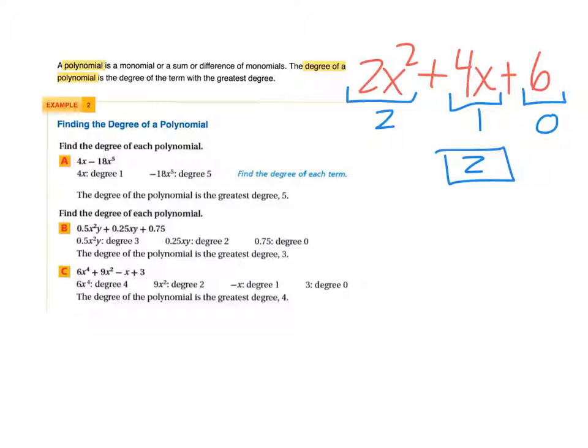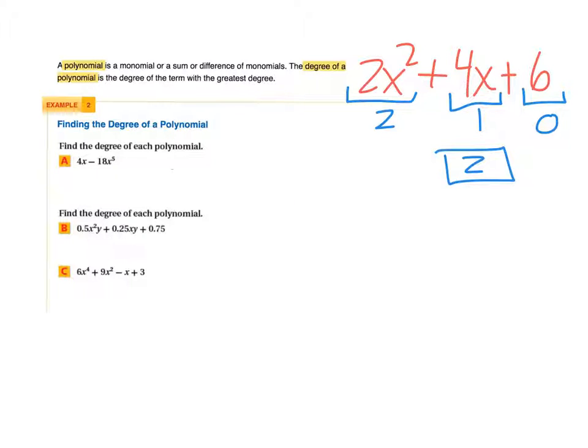So let me erase some work here and we'll look at these examples. Example A, if I look at my two terms, my first one has a degree of 1. I do that every time. Okay, so the first one has a degree of 1, the second one has a degree of 5, and so the highest degree is 5. So that's the degree of this polynomial.